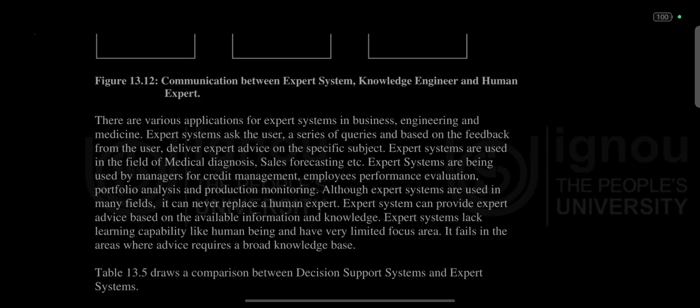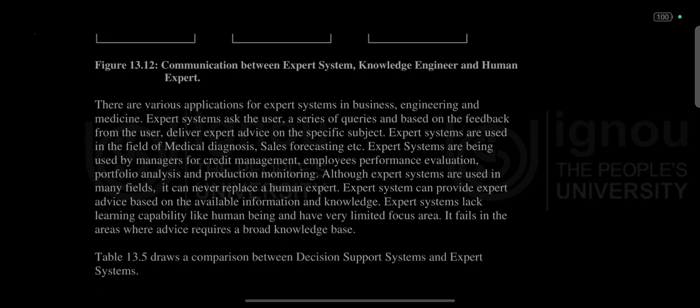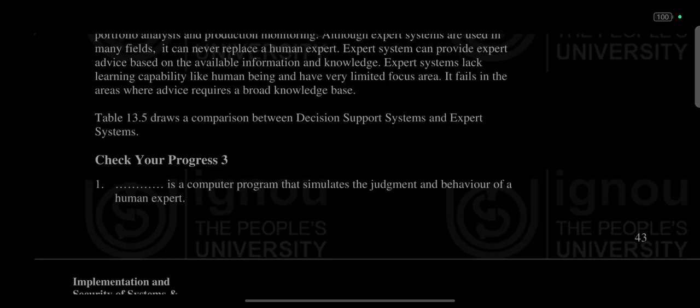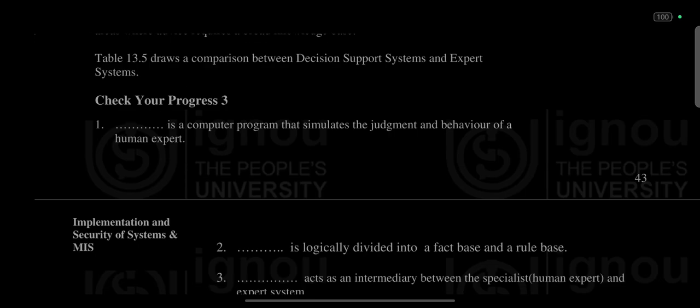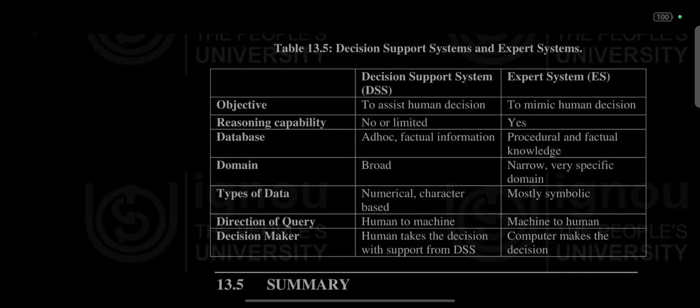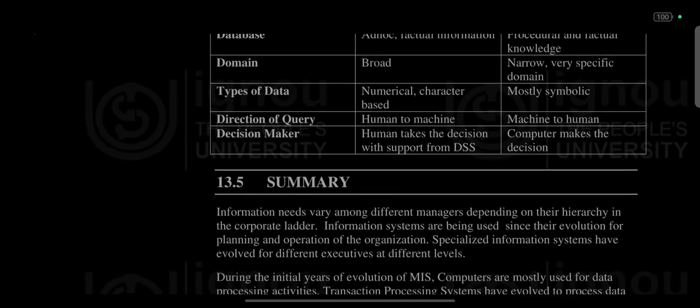Although expert systems are used in many fields, they can never replace a human expert. An expert system can provide expert advice based on the available information and knowledge. Expert systems lack learning capability like human beings and have a very limited focus area. They fail in the areas where advice requires a broad knowledge base. So here we can see check your progress three. You can see the table also here: decision support systems and expert system. Let's see the summary.